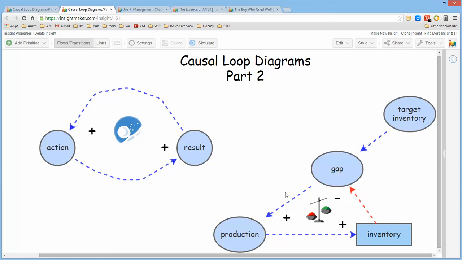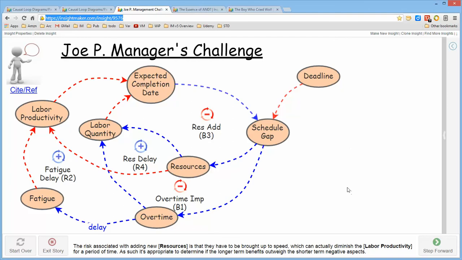Now if we take the awareness of those two types of structures and look at some of the models that we've already worked with, such as the manager's challenge, if we look at the first loop, there was a deadline and an expected completion date. The difference between those two resulted in overtime and labor quantity. Labor quantity reduced the expected completion date. So if we walk this cycle, it's positive, positive, negative. So there's one balancing influence in the loop, which means this is a balancing loop, and it's labeled B1, the overtime implication of the schedule gap.